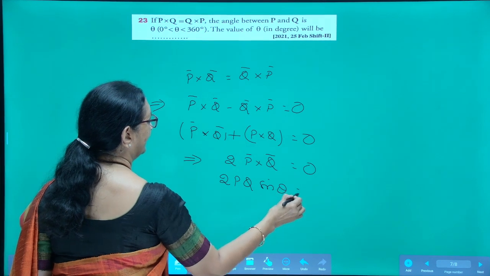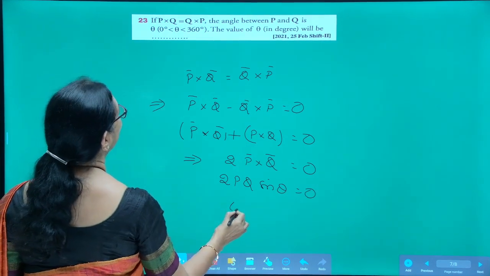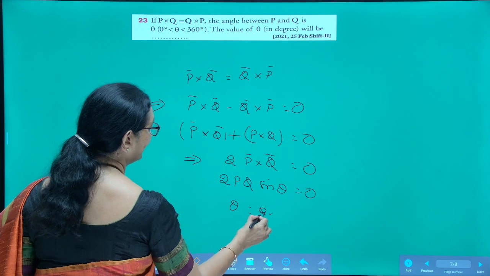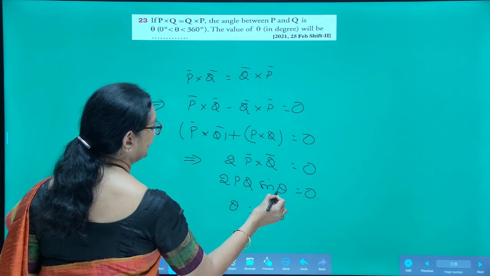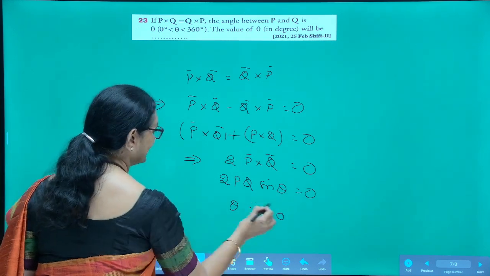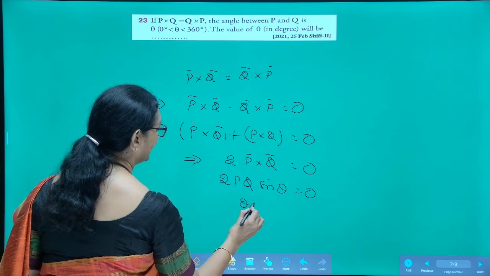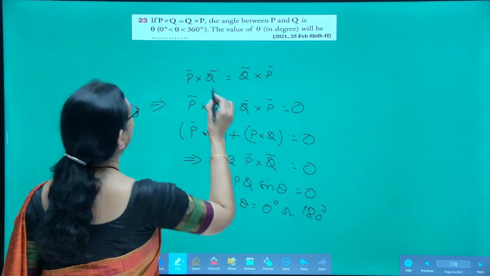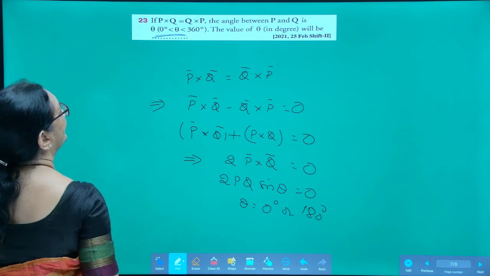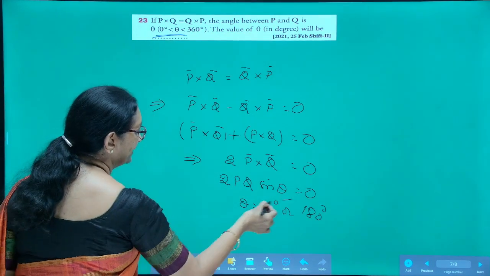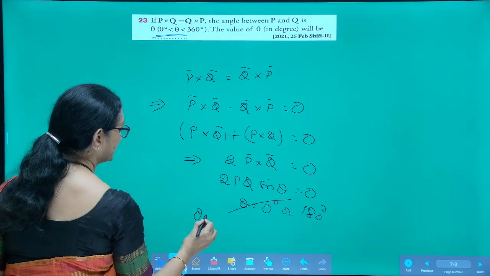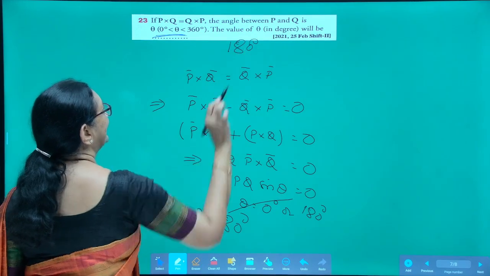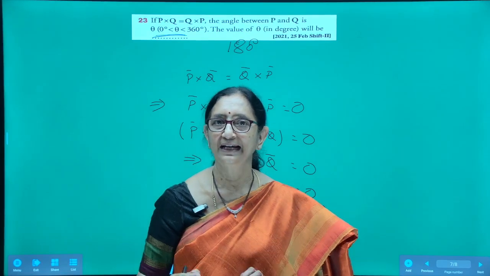or 2PQ sin theta is equal to 0. So, sin theta is 0, implies theta is equal to 0 degrees or 180 degrees. But here it is clearly mentioned theta is greater than 0. So, this option is eliminated. So, the correct answer for that problem is 180 degrees. That is the answer given.